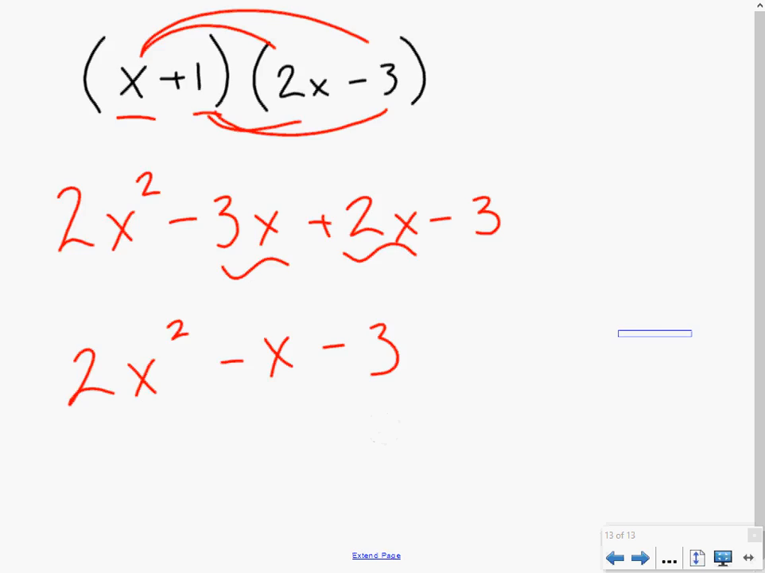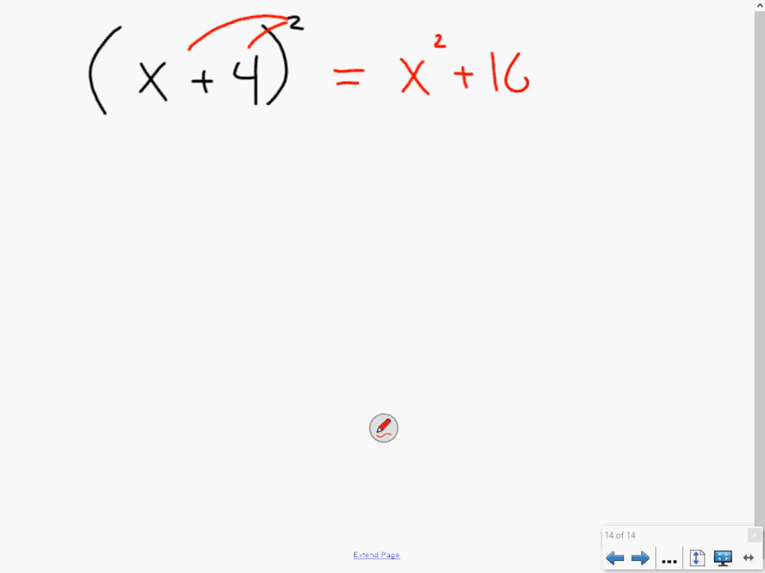So sometimes you'll see problems that look like this, where you have a binomial in parentheses squared. Now, what everyone is tempted to do with these types of problems is they really just want to square both things inside, and they really want to say that this is x squared plus 16. That is wrong, okay? That is not how this works. If we had a monomial squared, we could square both things inside, but if it's a binomial squared, you can't do that, okay? It doesn't work this way.